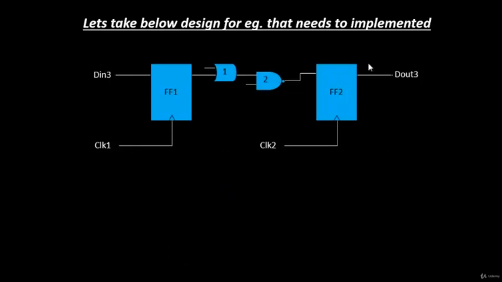Let's say there is one more section of the same design. This section has flip-flop 1 and flip-flop 2, but of a different color. This flip-flop 1 is driven by D in 3, the input port, and is given clock 1. This flip-flop 2 has an output port D out 3, but its clock port is clock 2. This kind of circuitry is a very good example to help understand timing analysis for interclocks. By interclocks we mean that two flip-flops are driven by different clocks. So this is driven by clock 1, and this is driven by clock 2.